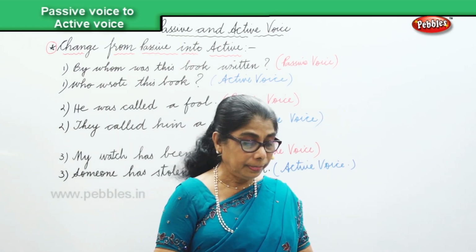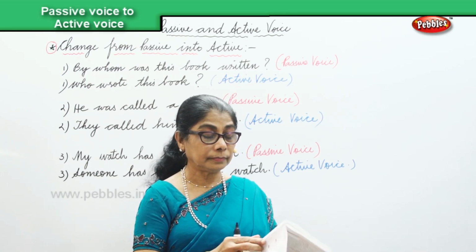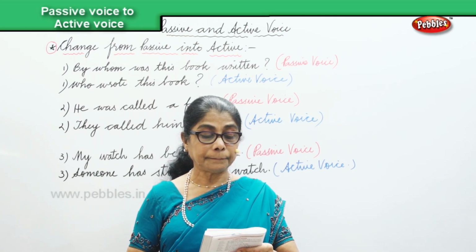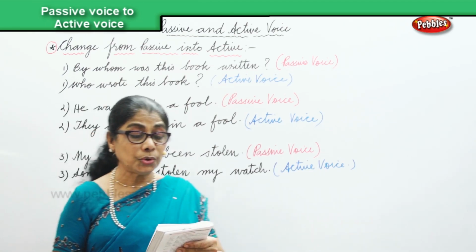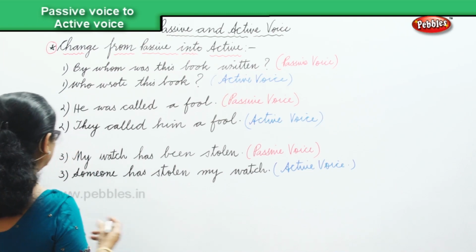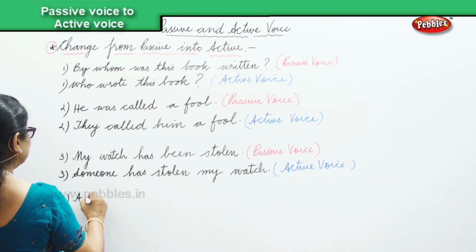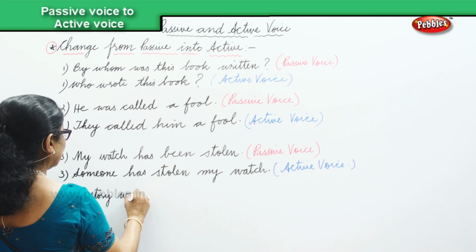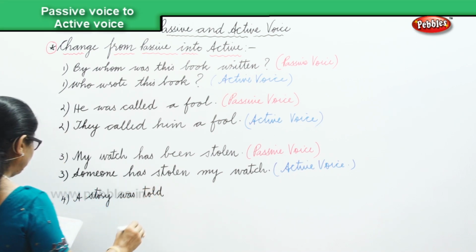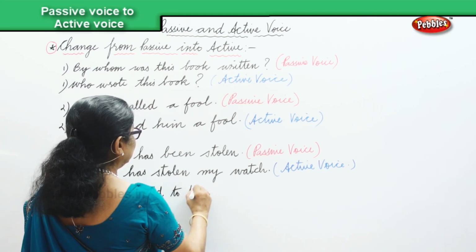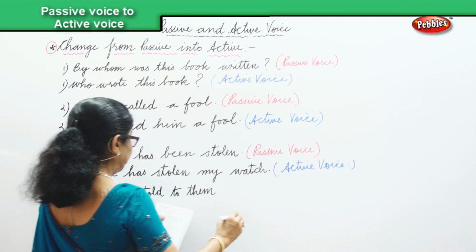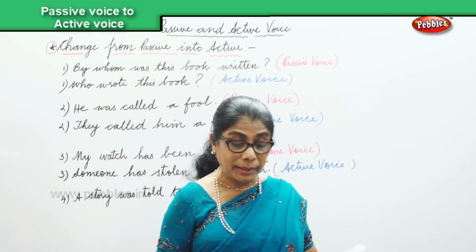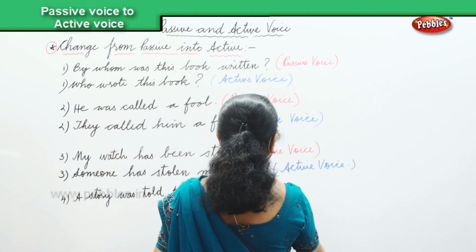Okay. Then one more sentence. A story was told to them by me. A story was told. A story was told to them by me. That's the passive voice.